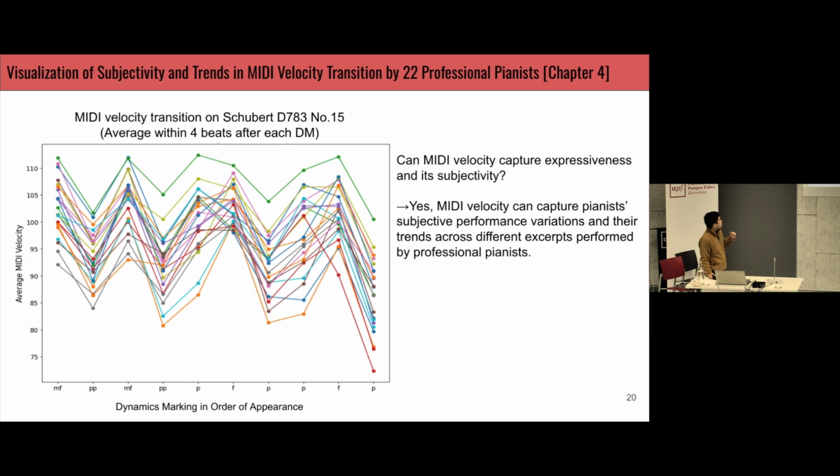So what we can see from here is that each professional pianist plays very different MIDI velocity. However, we can see the trend in the MIDI velocity transition. So is it possible to capture it by the model? What this graph indicates is that MIDI velocity is capable of capturing the transition of each pianist in an excerpt.